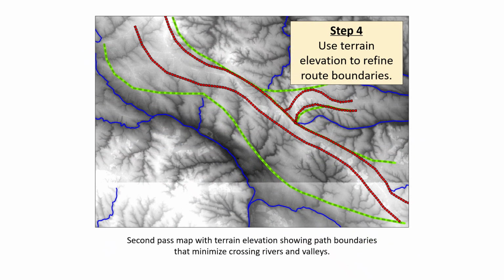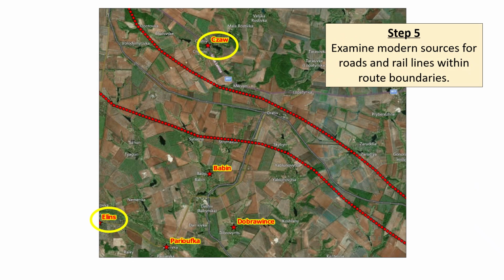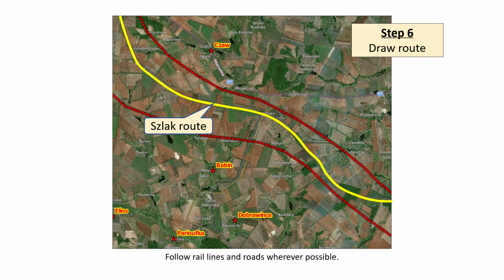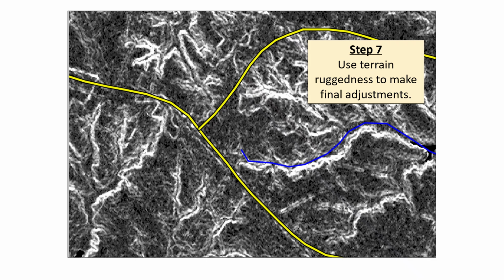This map with red line boundaries superimposed on terrain elevation shows how the initial green line boundaries can be refined to avoid crossing valleys and ridges. Here we see the refined route boundaries superimposed on a Bing aerial map. Notice the rail line running down the middle of the bounded region. We now draw the route following modern rail lines and roads wherever possible. As a final step, we use terrain ruggedness to make fine adjustments to the path.